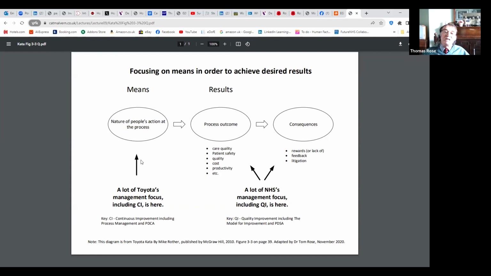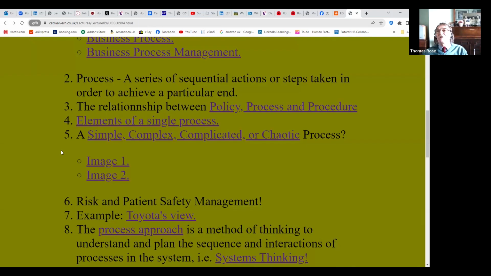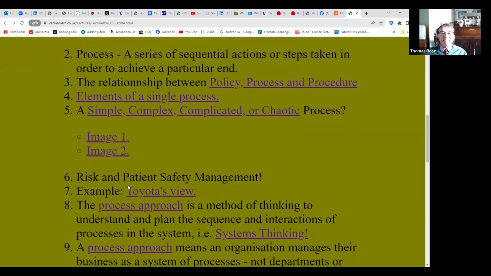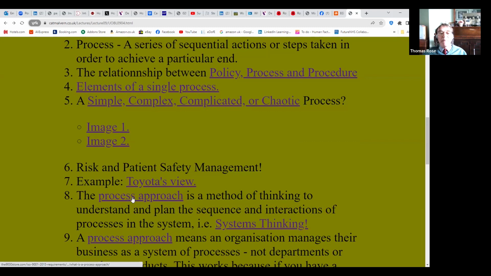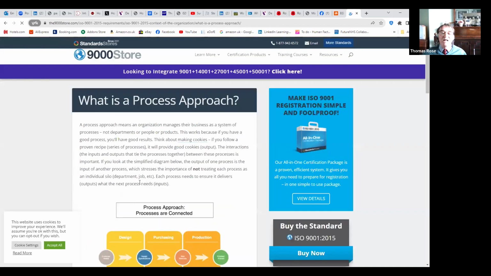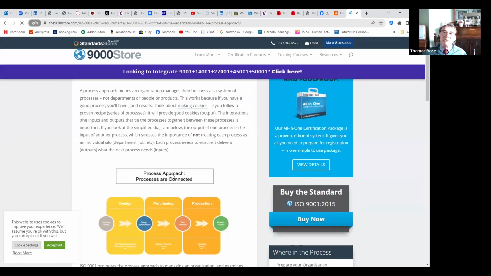But Toyota say that more effort needs to be placed on the process and the people's actions at the process. And that's what the quality management system does. It works in this area, and it's the people's actions to maintain the quality, not measuring the quality at the outcome. And this is called a process approach, and it's a way of thinking.